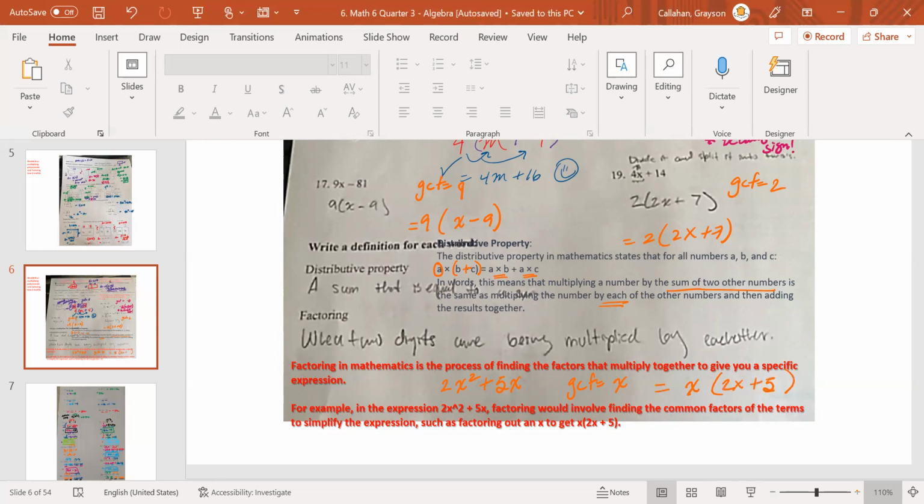2x plus 5, okay? So rewrite your definition, maybe include an example in there. That will be nice, okay? And that concludes your homework assignment.